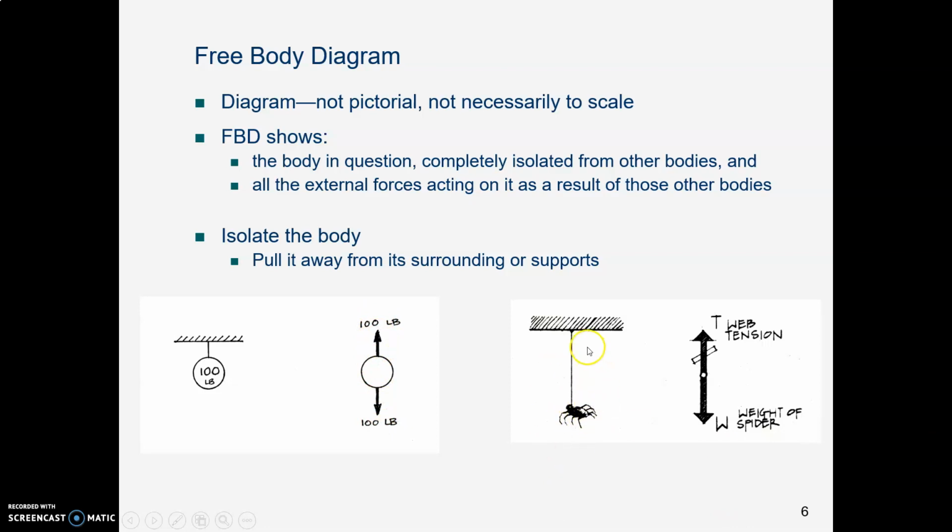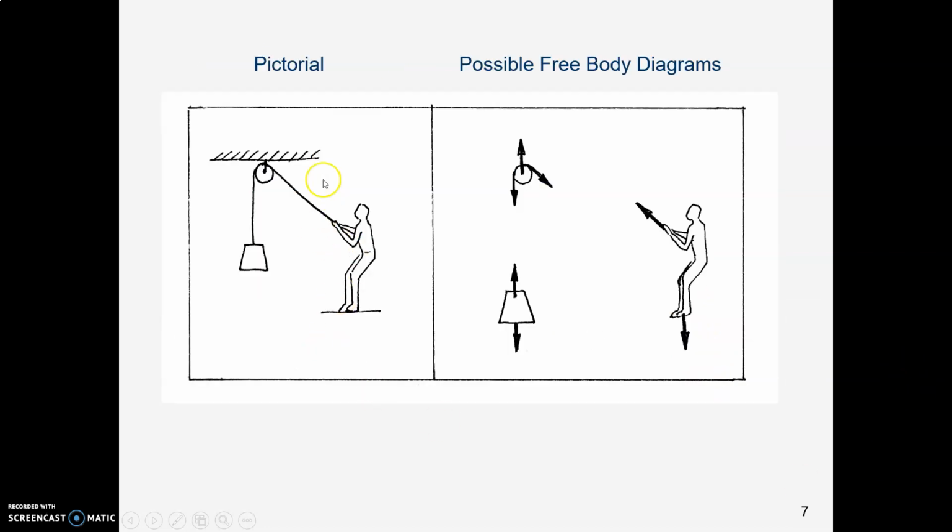Here's our friend Shirley hanging from a ceiling. Here's the free body diagram of Shirley with the weight and the equal and opposite reaction. Here's somebody pulling on a rope, lifting a weight over a pulley. So you could make a free body diagram of three different pieces of that if you wanted to.